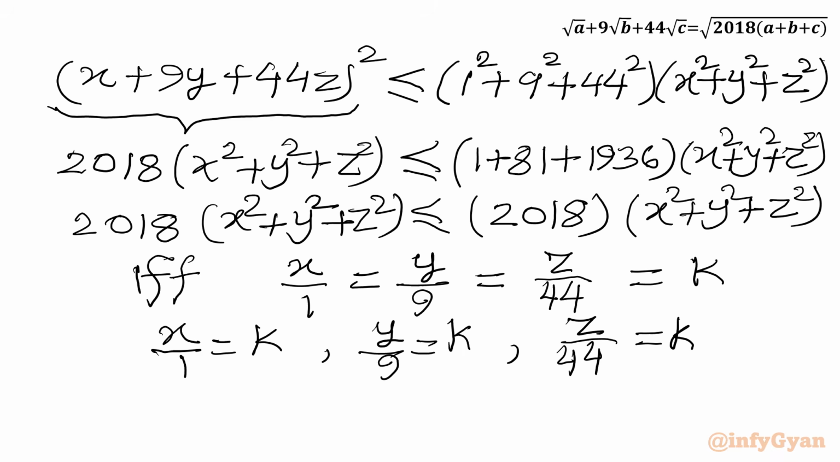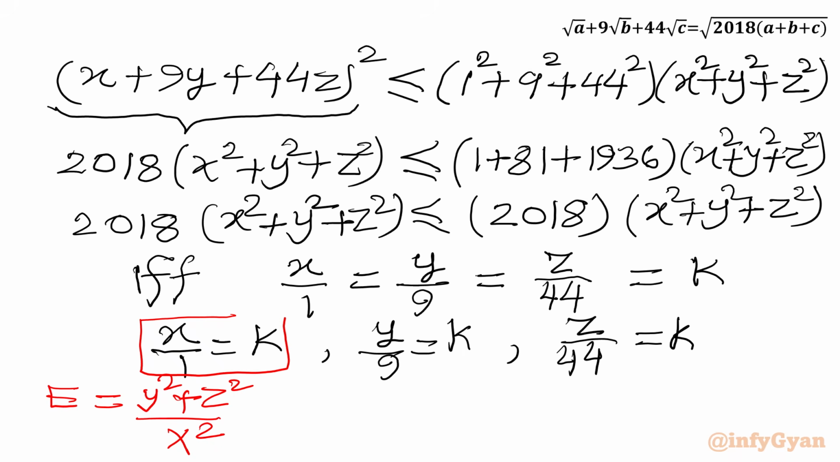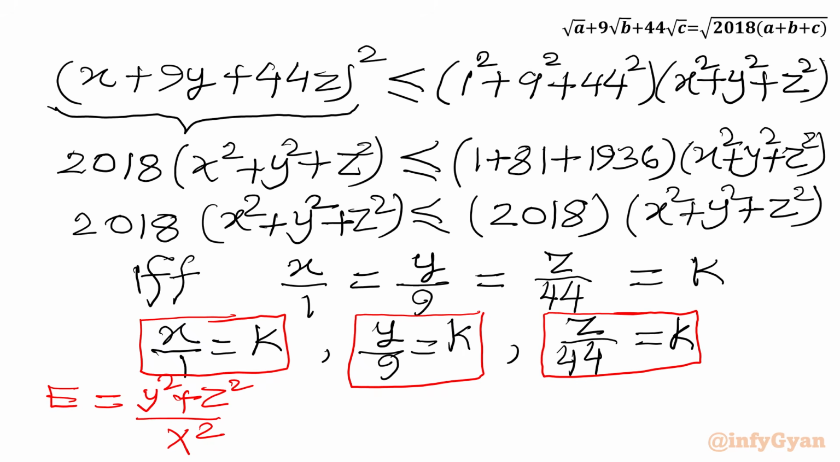Now we have to find our required expression in terms of x, y, z. It was (y square plus z square) over x square. Now from this equation, we'll write x equal to K. From this equation, we'll write y equal to 9K. And from this equation, we will write z is equal to 44K. So let me write y equal to 9K, z equal to 44K, and x equal to K. We will put all the values over here.